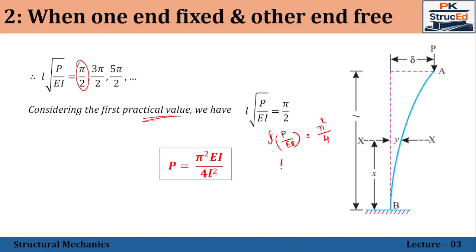We need P only. So, P will be equal to pi square EI, and in the denominator we have 4, and the L square will be brought downwards. So, P is equal to pi square EI by 4 L square. So, this is regarding the second case, when the column has one end fixed and the other end free.